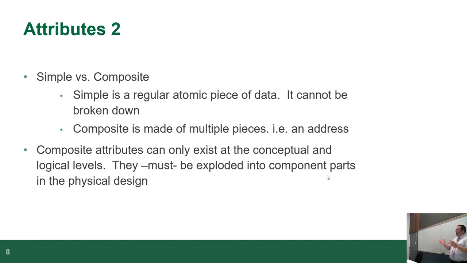So a simple attribute is an atomic piece of data. For example, a SIN number or a social insurance number or a social security number, passport number. Those are atomic pieces of data because you can't split them. It is complete unto itself. Your postal code is complete unto itself.